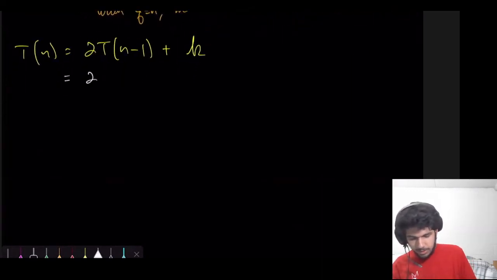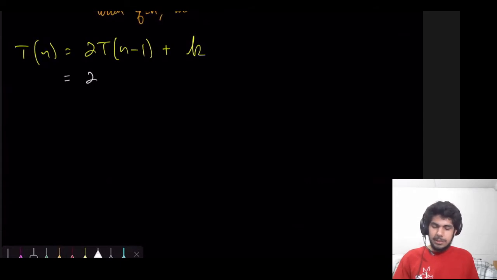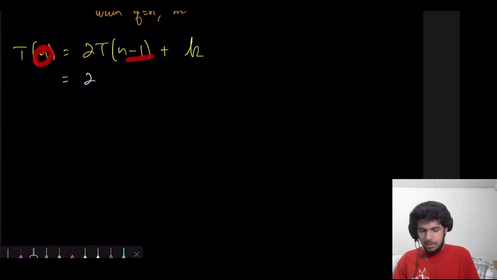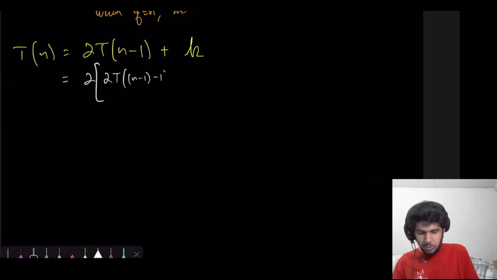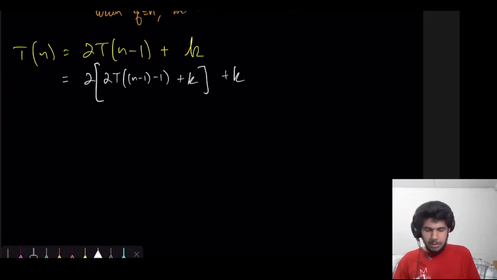Well, we'll keep the 2. For T(n-1), we're going to substitute n-1 into here. So that will give us 2 times T(n-1) plus k, and then we're going to add the k from before. So we can simplify this. This will be 2 squared times T(n-2) plus 2k plus k.